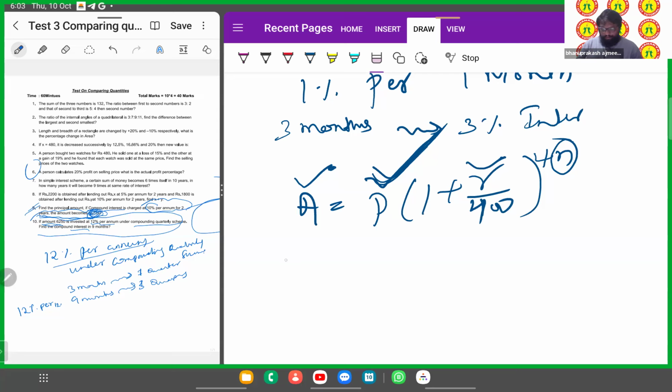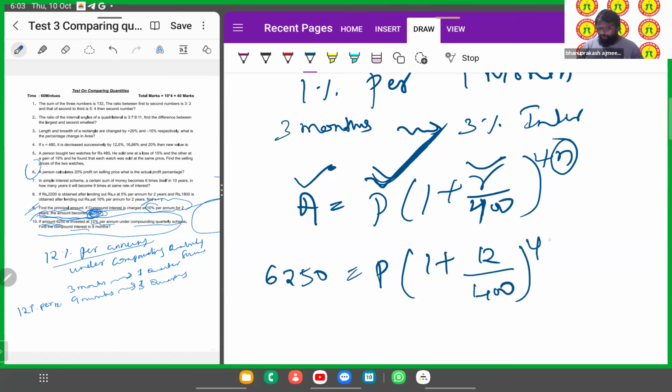So amount is 6250. Principal is P, let it be P(1 + 12/400)^(4n). What is n here now? 3, sir. 3. Very good. So this will be 12 by 400, which is 3 by 100.